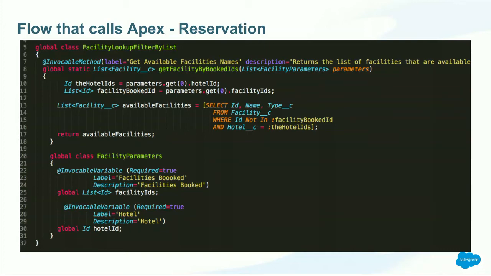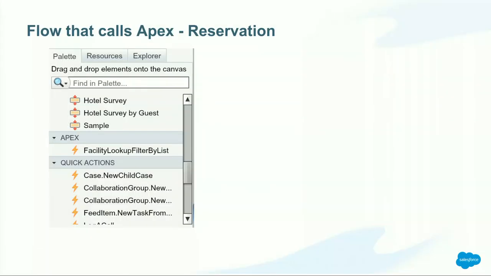One of the reasons is because it allows you to use collections, and that's exactly what I need as an argument, a list of facilities. So my class will have an inner class with facility parameters, the list of facility IDs that are booked, and the hotel ID. Then pass these arguments, and with the so-called query, I retrieve those facilities that are available.